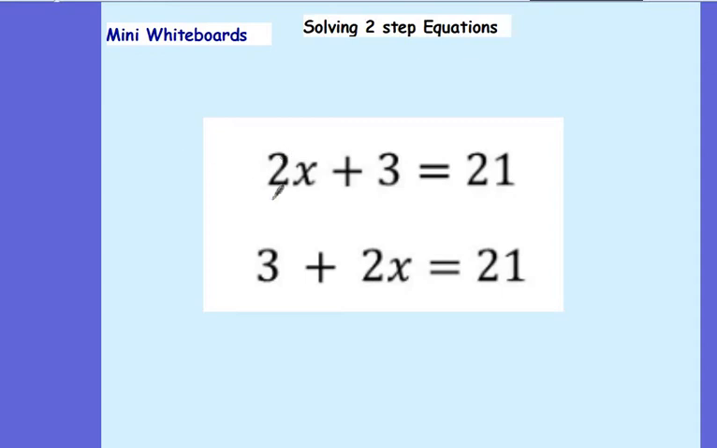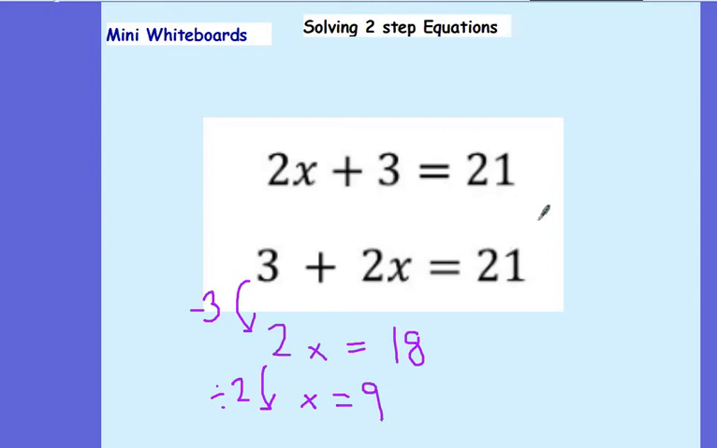Okay, well done if you noticed these are exactly the same equation. Just because I've rearranged that first bit, 2x plus 3, I've swapped those over to make 3 plus 2x, it's still the same equation. My first step is going to be subtracting 3 from both sides, which gives me 2x is equal to 18, and then I'm going to divide by 2, which gives me x is equal to 9. They are the same equation. Subtract 3, divide by 2.